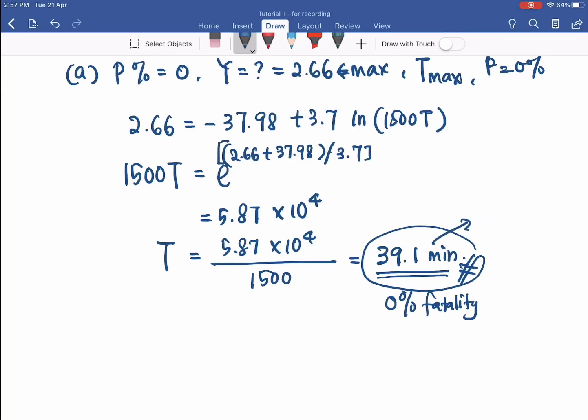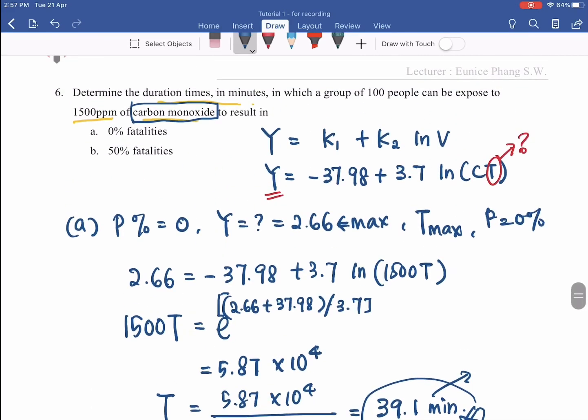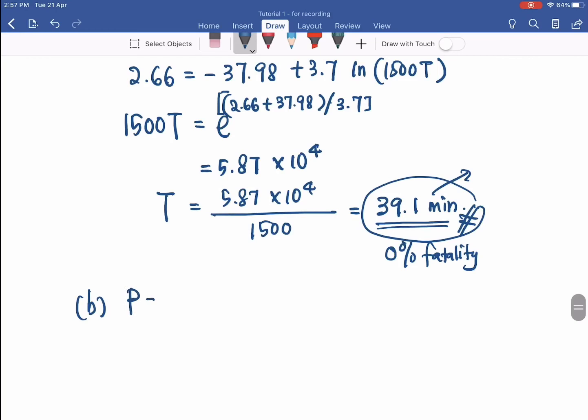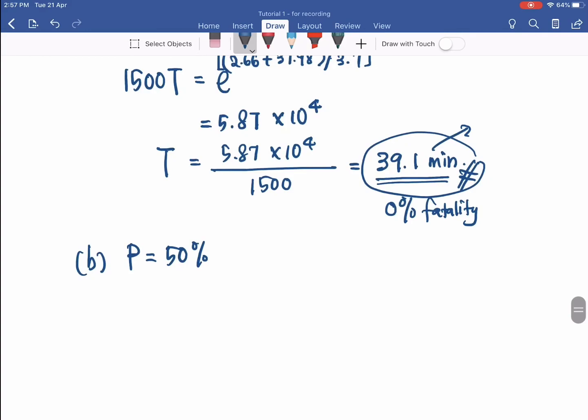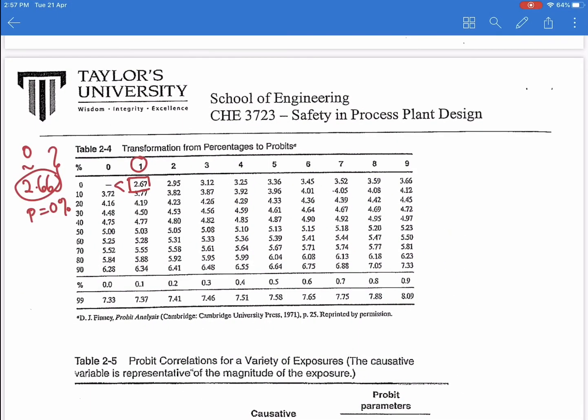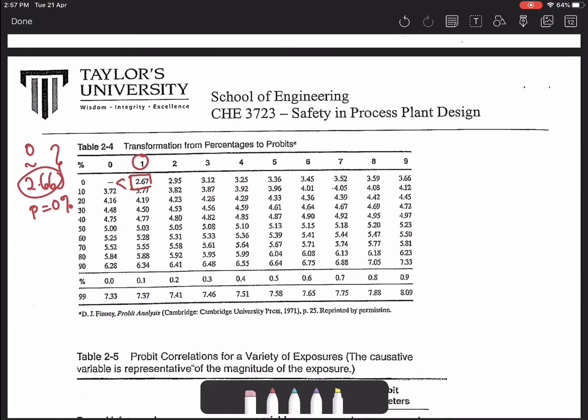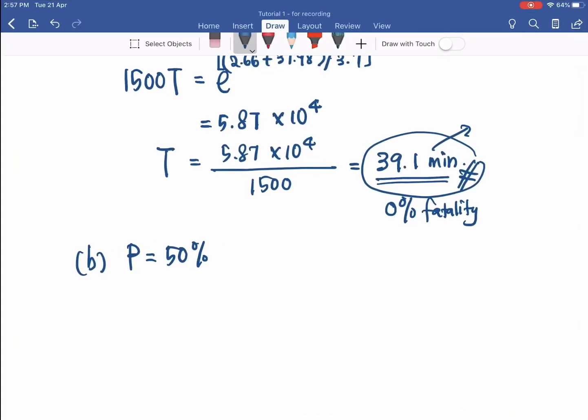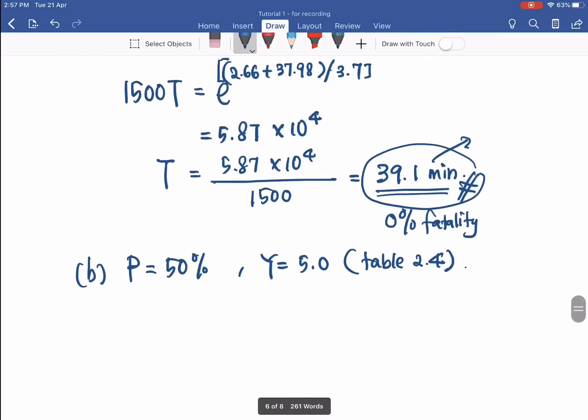That's for part A. For part B, we are looking at P equals 50%. Again, go back to this table. When P equals 50%, the probit value is 5. So Y equals 5.0 from table 2.4. Again, put that back into the same formula.